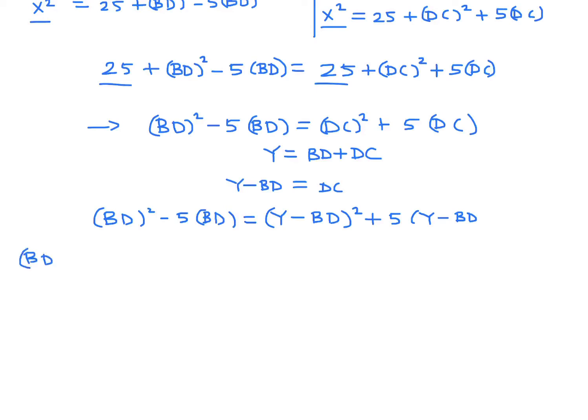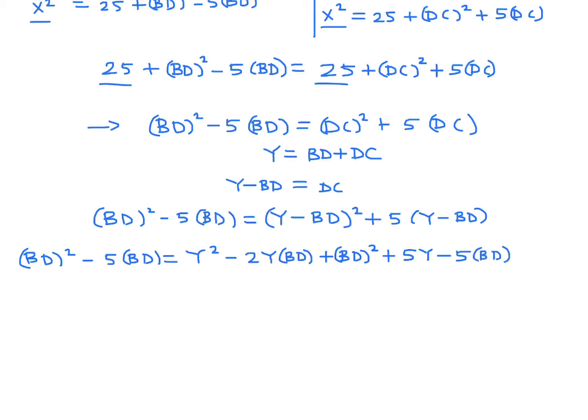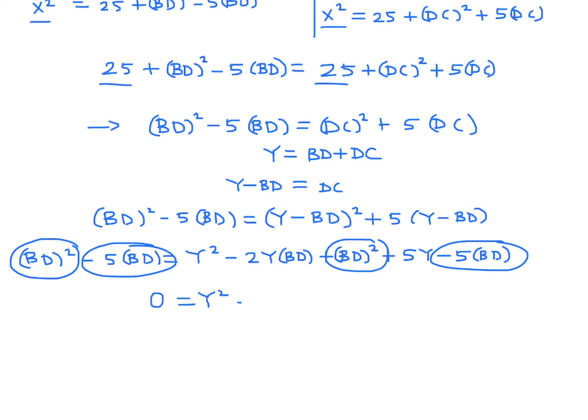Expanding, we have BD squared minus 5BD on the left side. On the right side, we will have y squared minus 2y BD plus BD all squared plus 5y minus 5BD, like that. And let's see what cancels here. The BD squareds go, the minus 5 BD goes, and that just leaves me with 0 is equal to y squared minus 2y times BD plus 5y. All right.